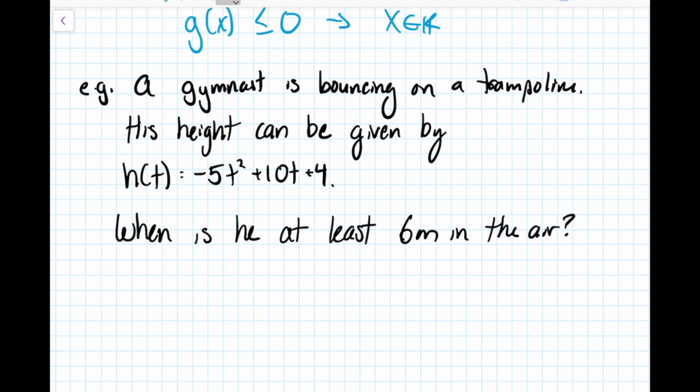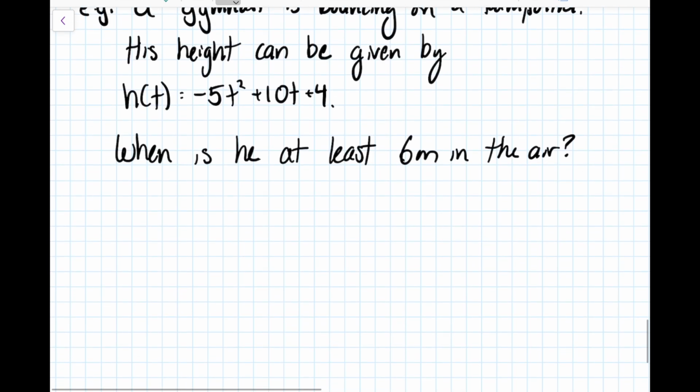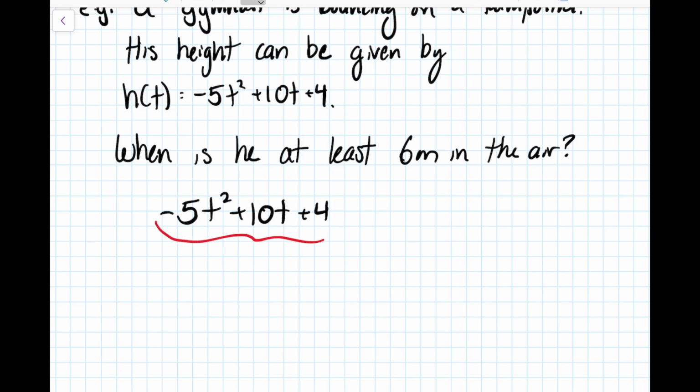All right, so we've got an equation here that connects height and time. And then we're asked, when is this gymnast going to be at least 6 meters in the air? So what we have to think about is, we've got our function, right? Negative 5t squared plus 10t plus 4. So this whole thing represents height. If you want to be at least 6 meters in the air, well, that means the other side of your inequality is going to be 6.